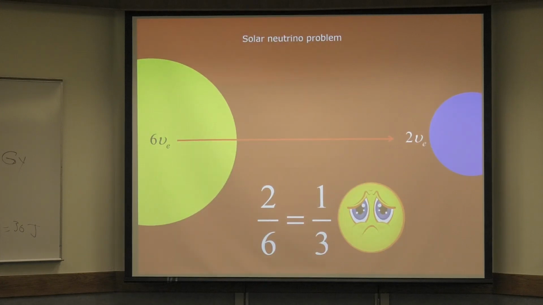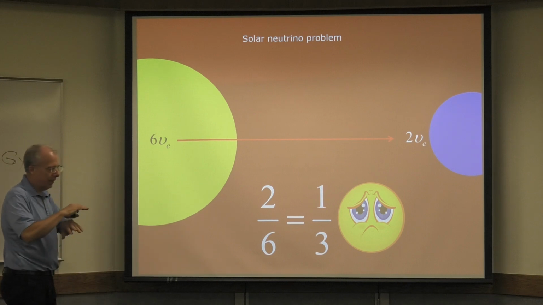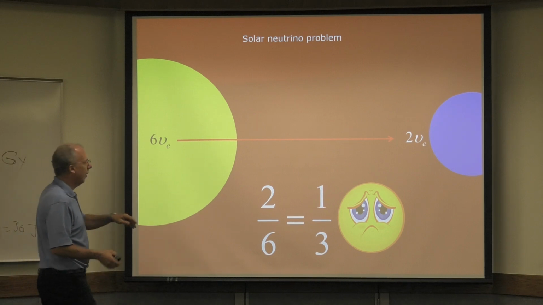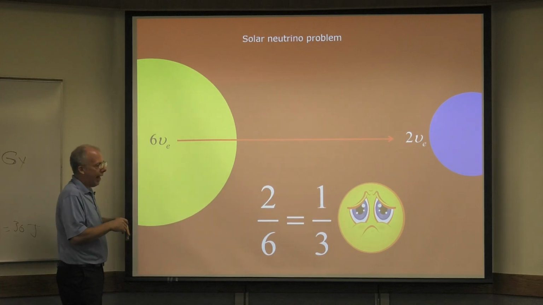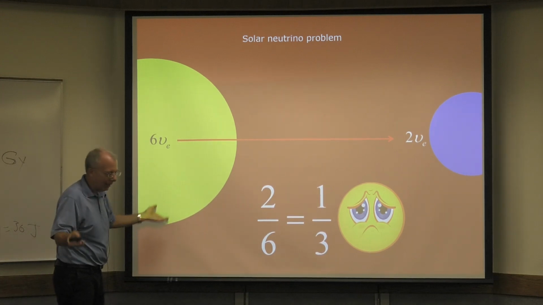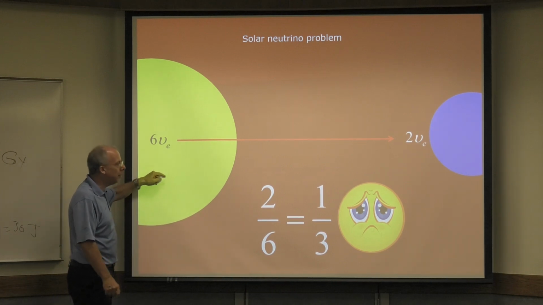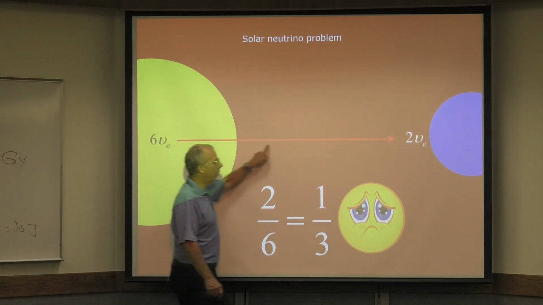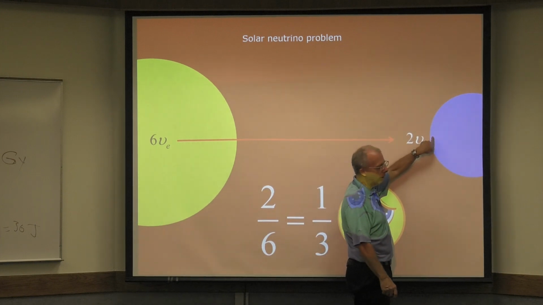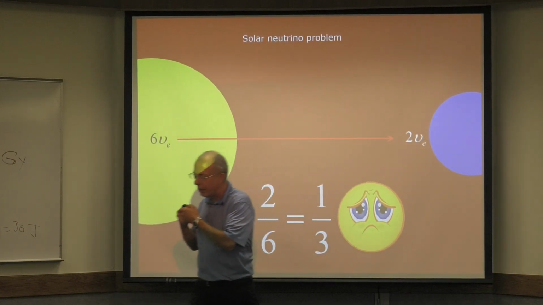All right, so here's the thing. So the theory, this is just an example. Let's say the theory predicts, let's just say a day, I'm just making this up, all right? But you'll get the idea. Let's say the theory predicts that every day 6 electron neutrinos will hit the detector in South Dakota, okay? Well, so that's the theory.